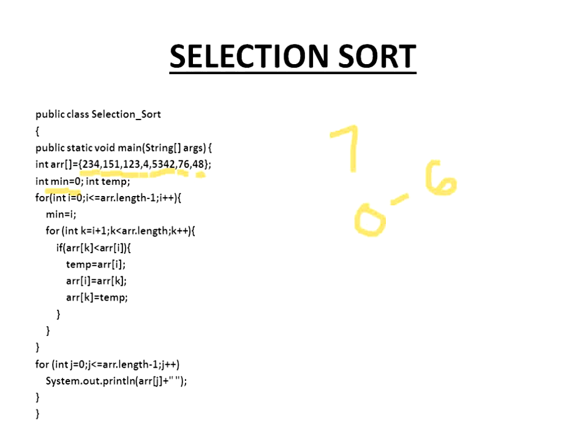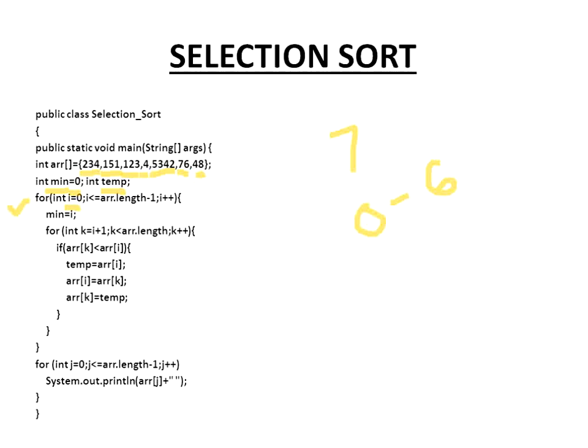Now here we have a variable called min, and it is of type integer. The data type of this variable is integer, and we have performed declaration also. That means its initial value is 0. And we have also declared another variable called temp, which is of type integer.